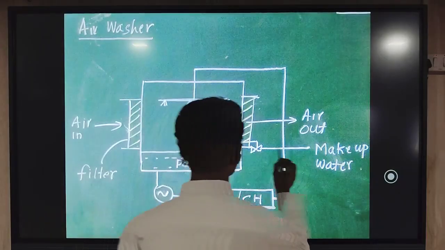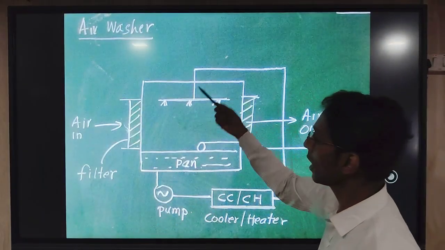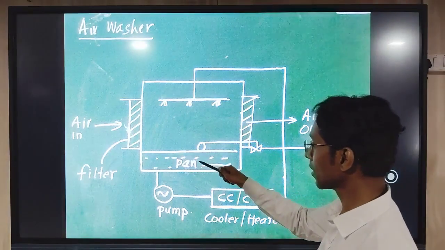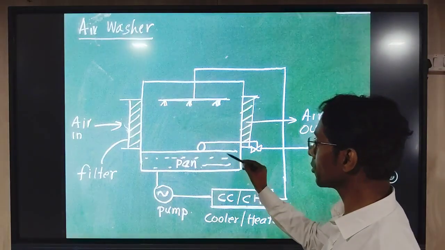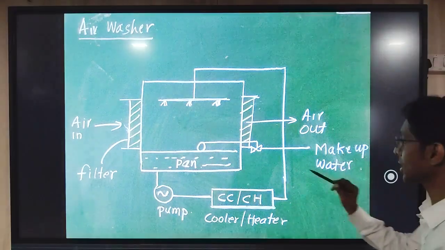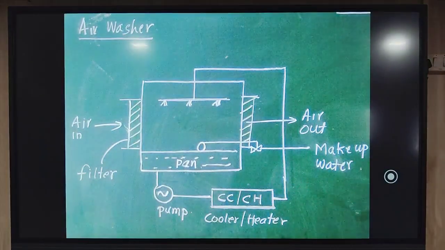And when this spray water is being used, after some time the level inside this sump goes down. So in order to maintain a certain level, there is a makeup water arrangement provided. Now we will see in the next slide the different psychrometric processes which are achievable with the help of the air washer.